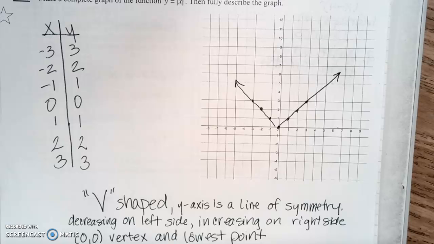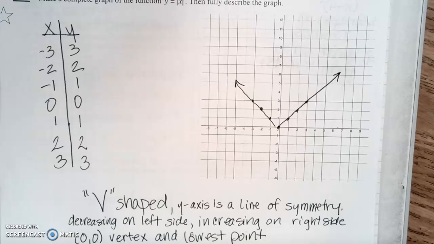So if you take the absolute value of 0, you just get 0. You take the absolute value of 1, you get 1. If you take the absolute value of 2, you get 2. If you take the absolute value of 3, you get 3. Those are all pretty self-explanatory, right? So now let's try the absolute values of some negative numbers.